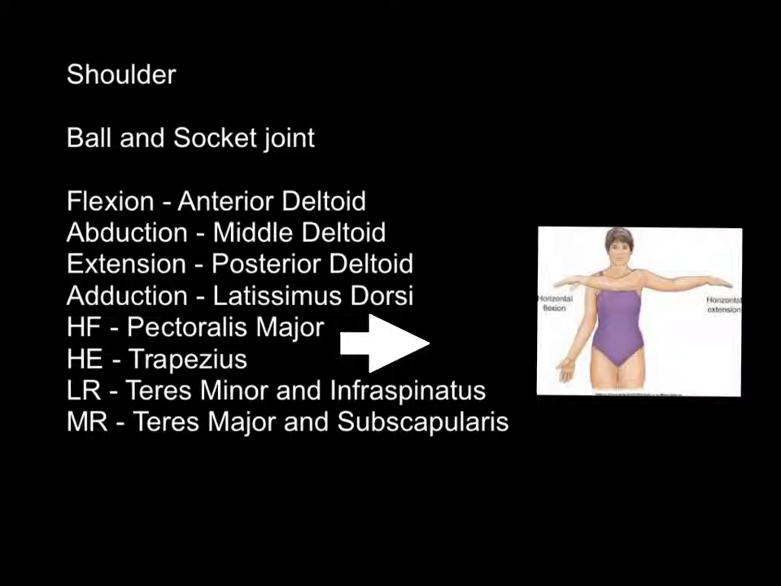Horizontal extension is the opposite movement, where the arm is brought horizontally across the body again, in an outwards direction away from the body, and this is caused by the trapezius.